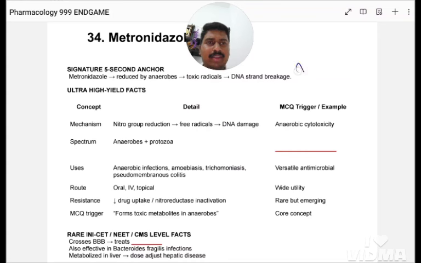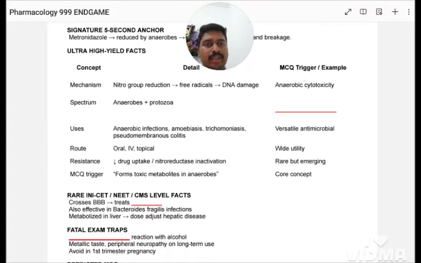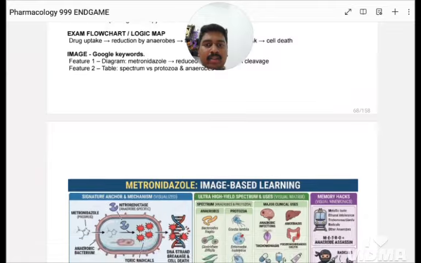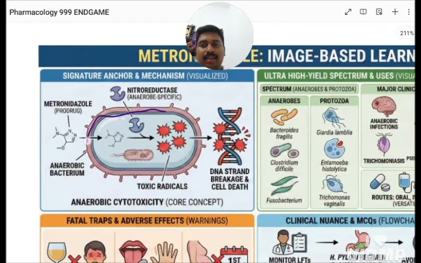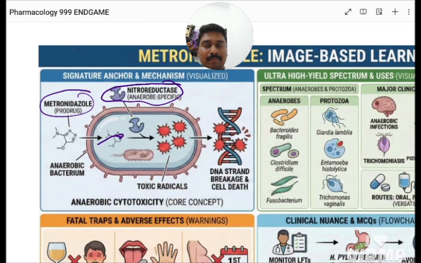So metronidazole is basically used for anaerobic infection, and other metronidazole congeners like tinidazole and ornidazole are also mainly related to anaerobes. To cause anaerobic cytotoxicity, you need to generate some free radicals. So this is an anaerobic bacteria, and here this metronidazole, which is a prodrug, enters into the cell and will be broken down by this nitroreductase enzyme, which is specific for anaerobes only, hence it doesn't act on aerobes.